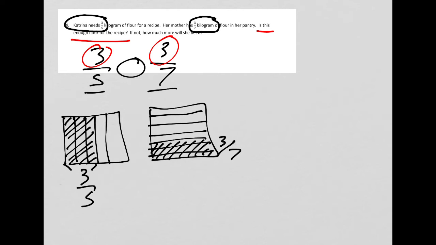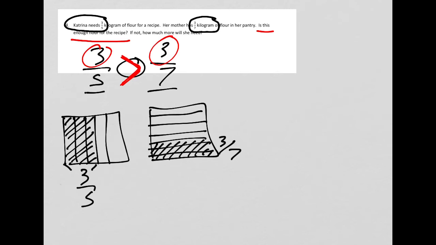So I think that 3/5 is going to be bigger than 3/7 because a 1/5 of a pie is bigger than a 1/7 of a pie. Because if you're sharing a pie with 5 people, you're going to get a bigger slice than if you're sharing the same pie with 7 people. So if your numerators are the same, the smaller denominator means it's going to be bigger. But let's prove that theory with our models here.